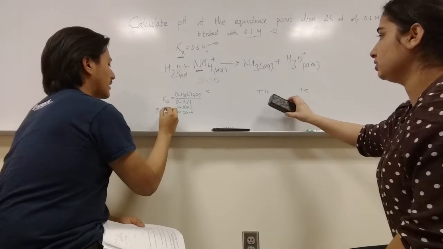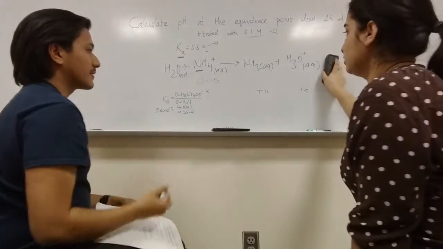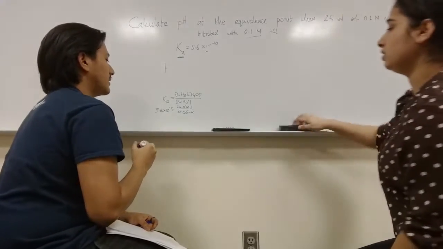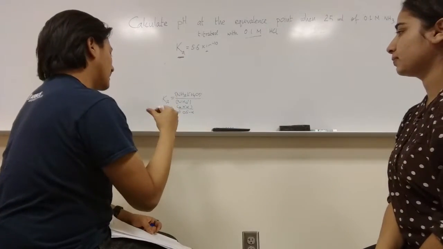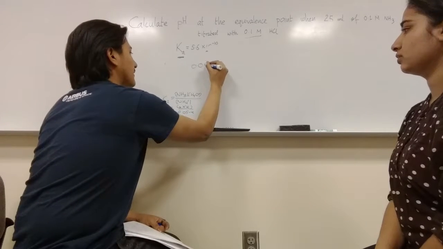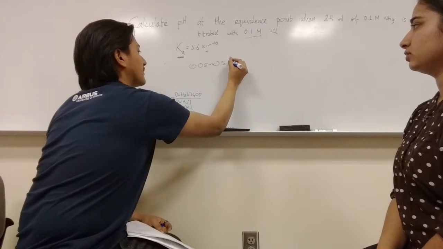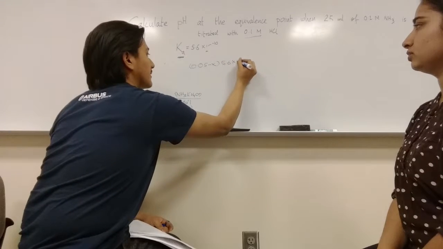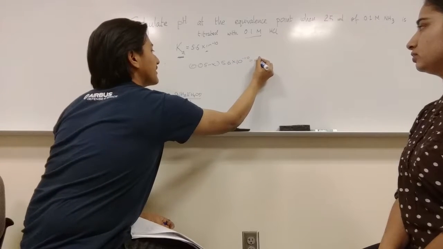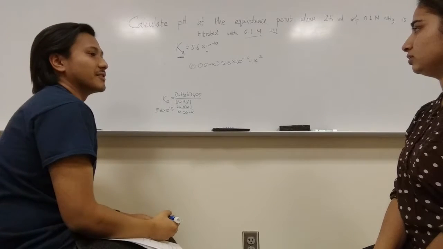If you're done with this, you can just do it here as well. Okay, I'll just simplify this. 0.05 times 5.6 times 10 to the power minus 10 equals x squared. Okay, so I would need to use the quadratic formula for this, right?